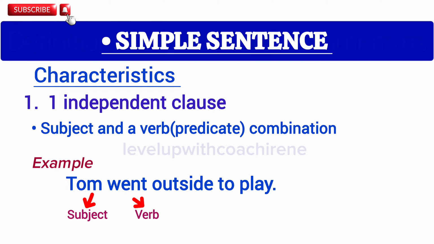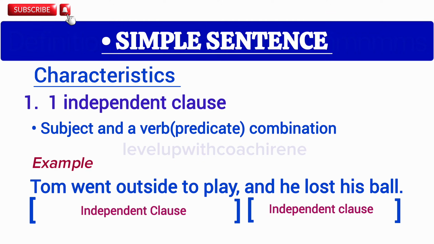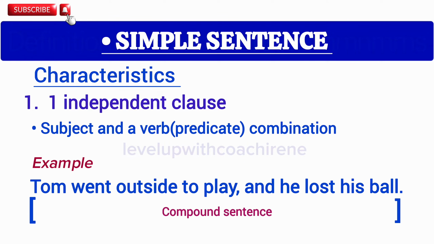If I decide to add more information, for example, Tom went outside to play and he lost his ball. In this sentence, I have two independent clauses. Tom went outside to play and he lost his ball. Therefore, this sentence is no longer a simple sentence but a compound sentence because it has two independent clauses.